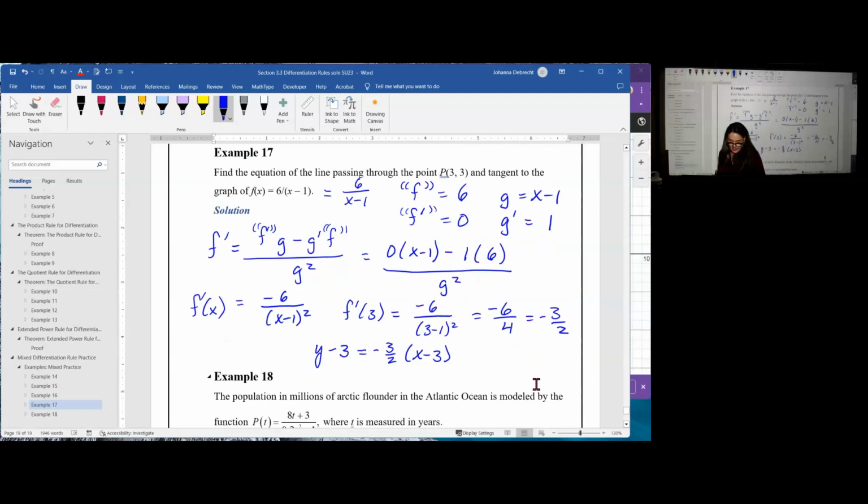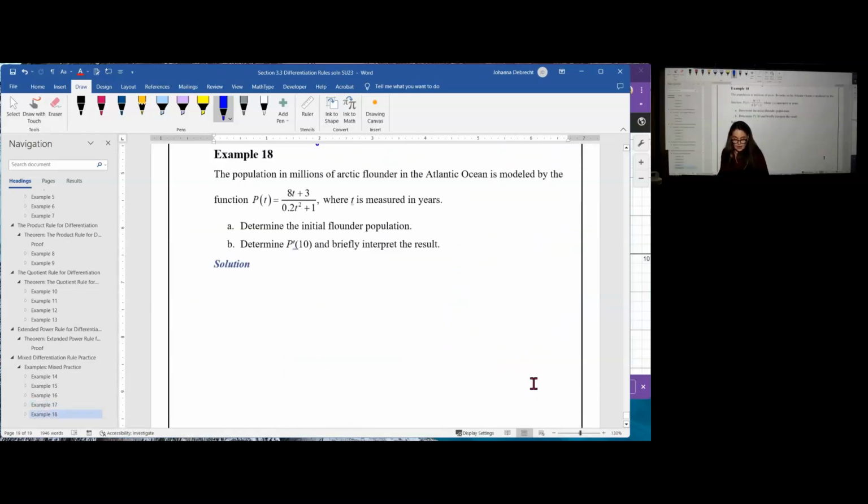Let's look at the very last problem in this section. Example 18 is an application problem talking about the number of Arctic flounder in the Atlantic Ocean. It's modeled by this rational function given by the quantity 8t plus 3 divided by the quantity 0.2 t squared plus 1. In this case, this is representing the population in millions. So if I get a 2, it means 2 million. The t is measured in years.